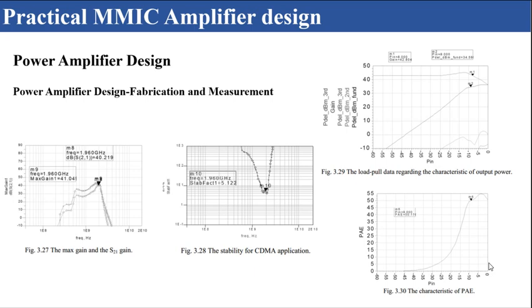Figure 3.27 shows the max available gain and the S21 gain. The S21 gain is higher than 25 decibel in the CDMA band. Figure 3.28 depicts stability in the band. In this bandwidth, the stability factor is over 1 and the power amplifier is in a stable state.